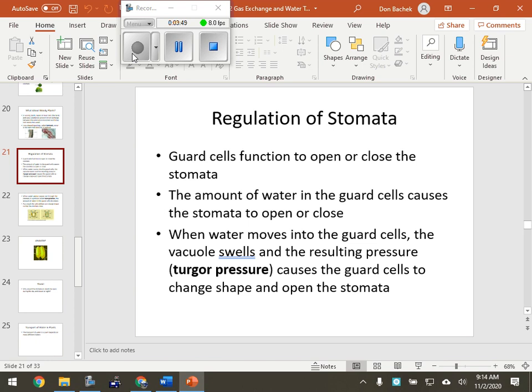Regulation of the stomata. So how do we decide how much that opens or how much that closes, that gas opening? Guard cells function to open or close the stomata. Okay. So the guard cells kind of regulate how big the stomata is. The amount of water in the guard cells causes the stomata to open or close. And when water moves into the guard cells, the vacuole swells, and the resulting pressure, or what we call turgor pressure, causes the guard cells to change shape and open the stomata.